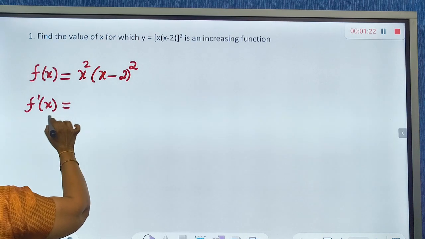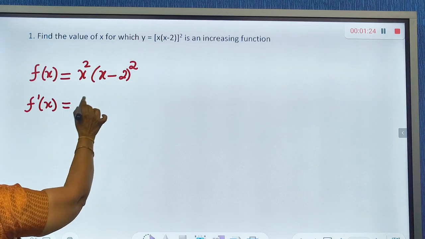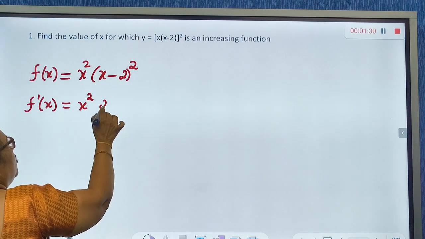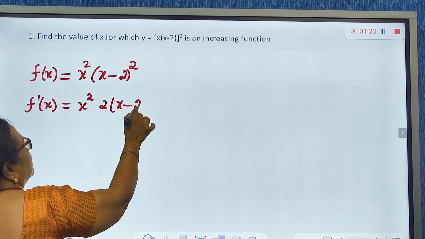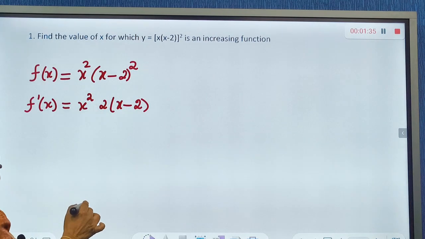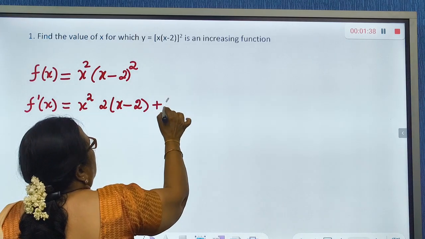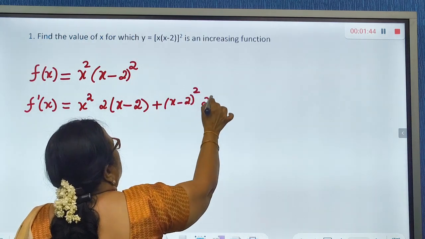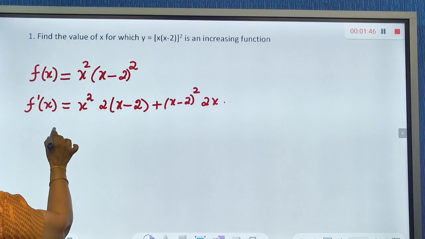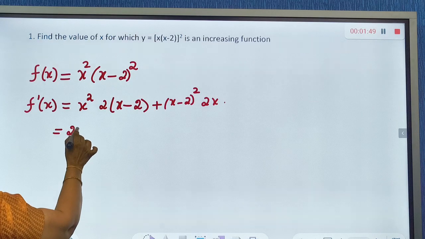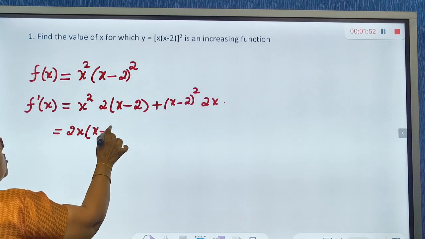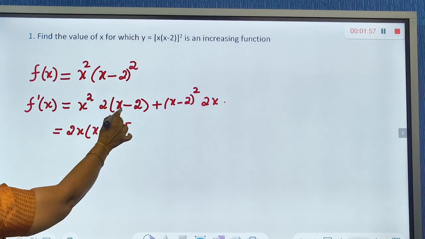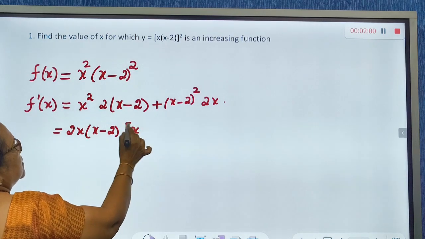F dash of x will be, as you can see, this is x square into x minus 2 the whole square. So if I differentiate, I'll get x square into 2 into x minus 2, product rule, I'm applying product rule, plus x minus 2 the whole square into derivative of x square, which is 2x. So 2x, x minus 2 is common. I've taken out 2, I've taken out 1x and x minus 2. What will be left is x.